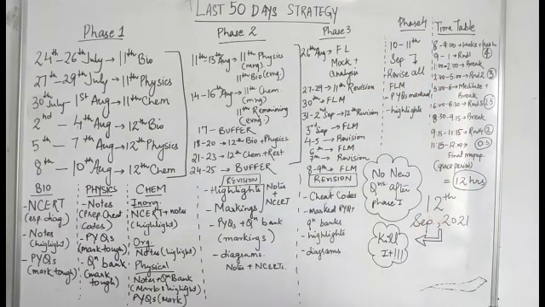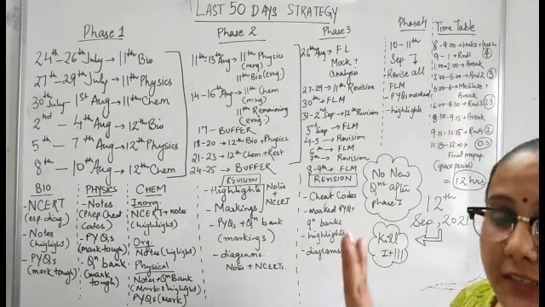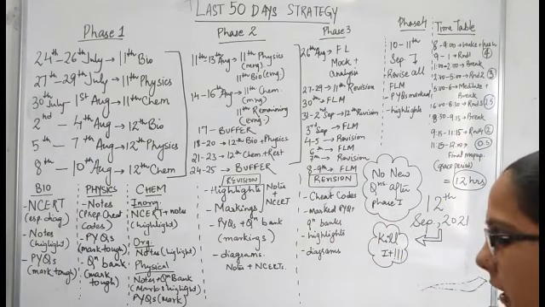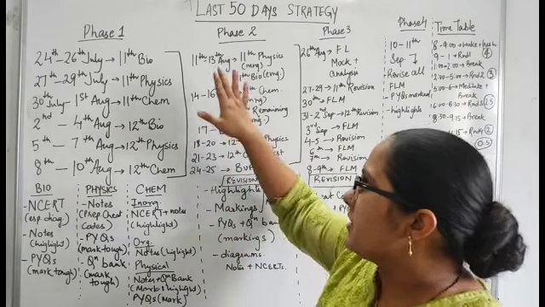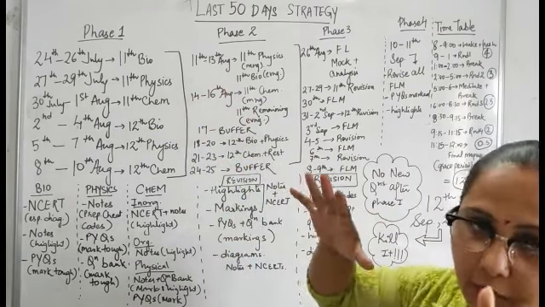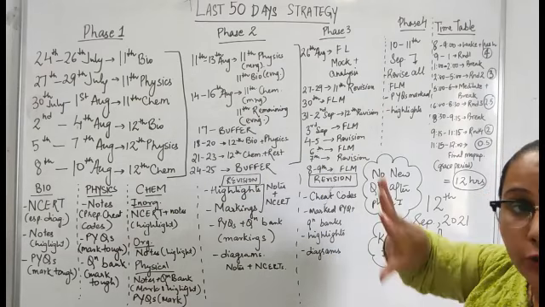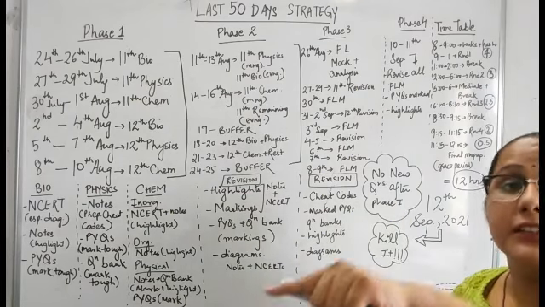Now we come to phase 3. In phase 3, we have done twice revision of the entire syllabus. So now we can start giving the full length mocks, because subject wise mocks in this stage of your preparation are just absolutely fruitless. So we have to go for full length mocks, and that too in the latest pattern.